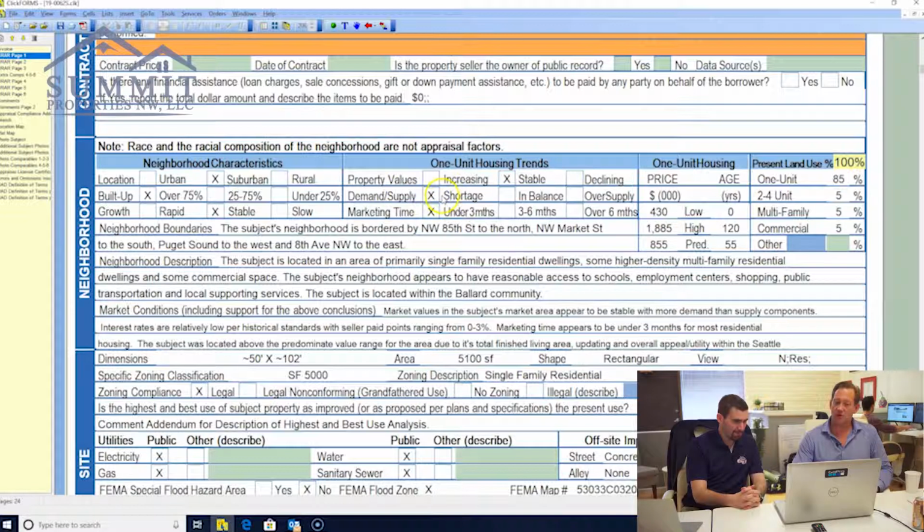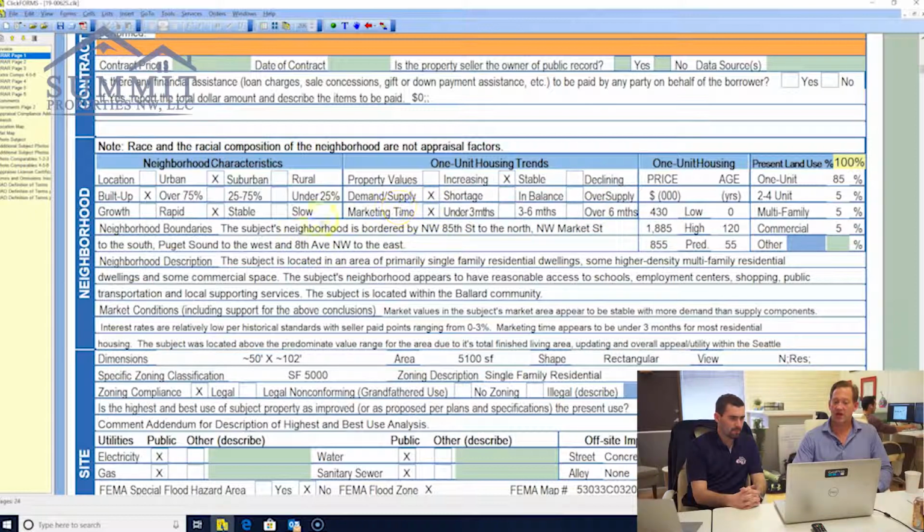And so demand, supply, shortage. We've had a shortage now for several years. I was going to say at least 3-4 years. And marketing time under 3 months for most stuff. If it's a big upper end property, you might be 3 to 6 months. If it's a crazy property, over 6 months.